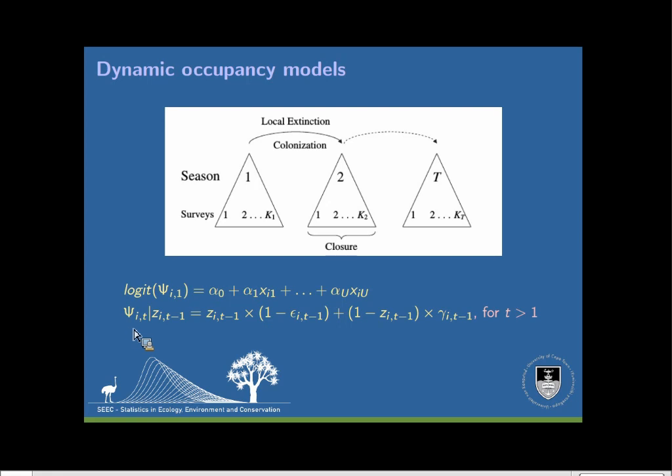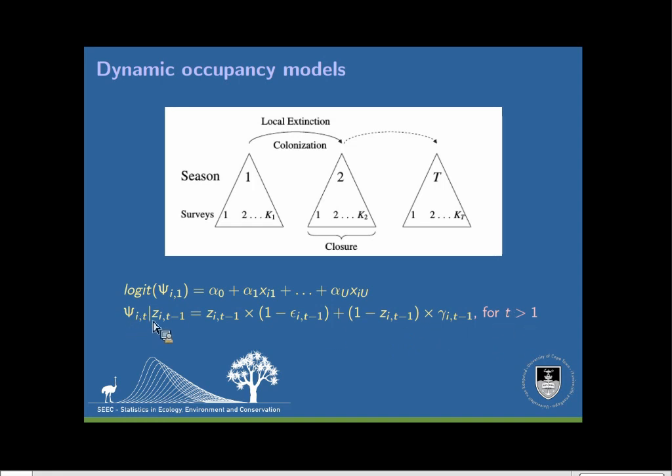But then in the next season or future seasons, the occupancy probability is modeled as a function of the previous occupancy status and extinction and colonisation probabilities. So if the grid cell is occupied, it can stay occupied with probability 1 minus epsilon, where epsilon stands for extinction probability. And if a site is not occupied, it can become occupied with probability gamma, which stands for colonisation probability.